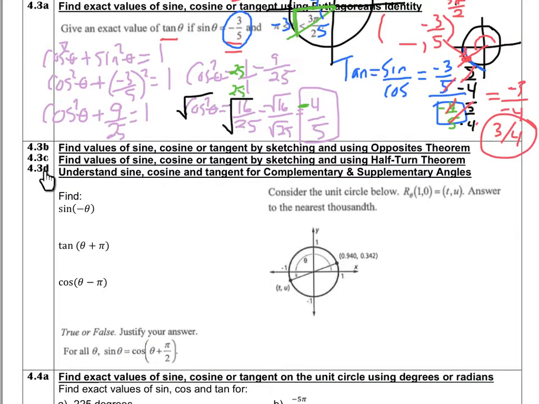4.3b, c, and d are find values of sine, cosine, or tangent by sketching and either using the opposites, the half turn, or the complementary and supplementary angle theorems. So I want us to look at this scenario here and answer some questions. Consider the unit circle again with the radius of (1, 0), which we have right here. They move and they land at the ordered pair (t, u).